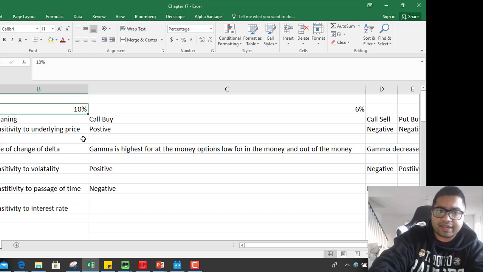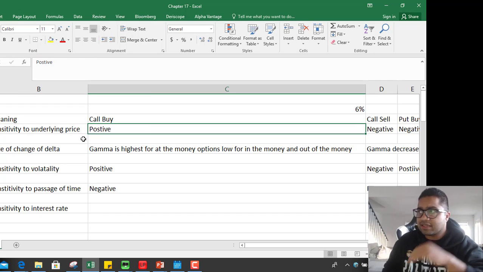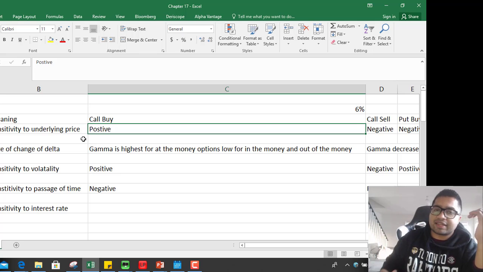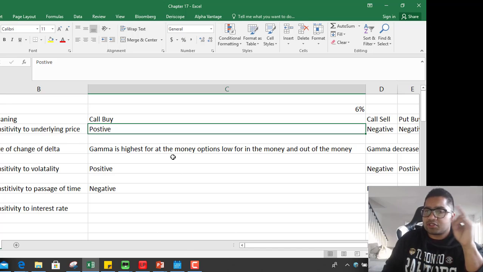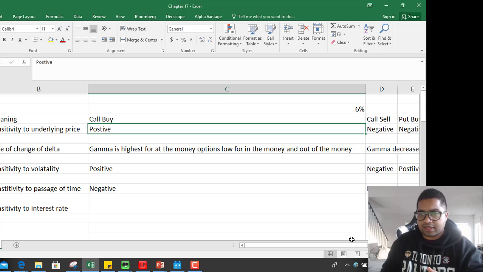So let's go ahead. Now for a call option, delta is positive. It means if the underlying price is moving up, the call options generally move up. That is why delta is positive. So if you're a call option buyer, your delta is positive. So each time the underlying moves up, so let's take an example. If you're doing options on Tesla, each time Tesla moves up, your call option is going to move up.